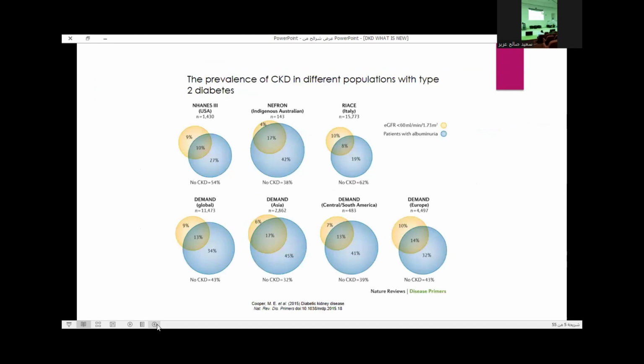Here is a nice picture that shows the prevalence in type 2 diabetes among different studies from different countries. As you can see, the blue color is for albuminuria and the yellow color represents reduced GFR. In between are patients who have both. All of us can notice that the prevalence of albuminuria is more than just reduction in GFR.